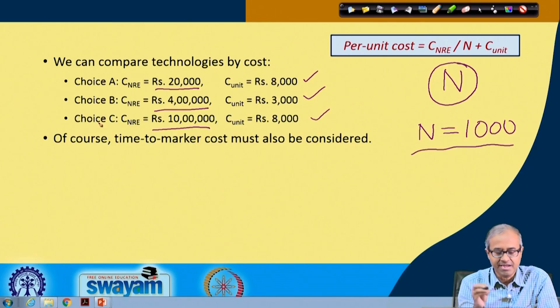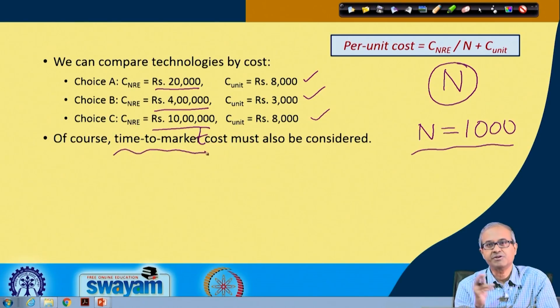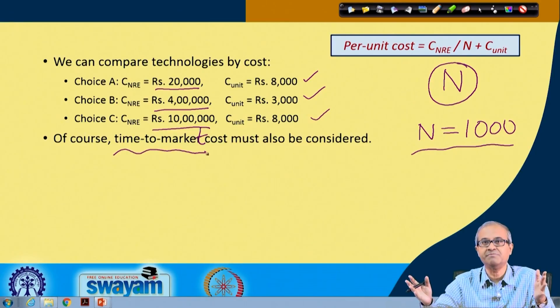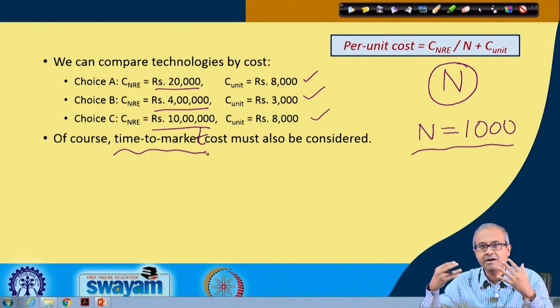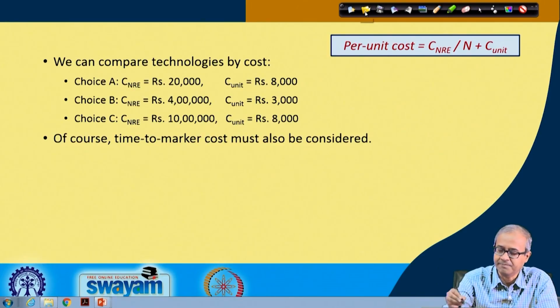Not only that, you will also have to consider the time to market cost, because maybe one choice is good in terms of cost, but you are taking a long time to start that machine, because installing, training and just using that machine requires much more time. You need to consider not only the cost, but also the time to market. Okay.